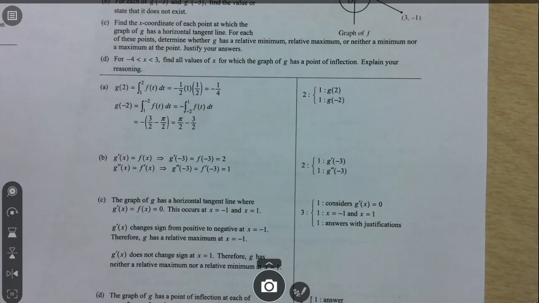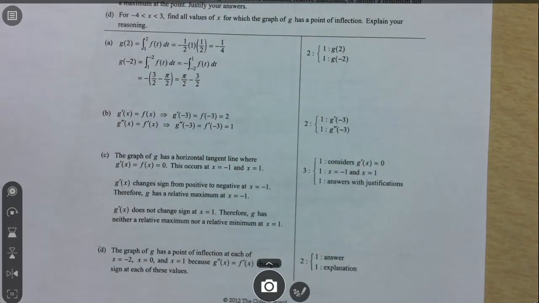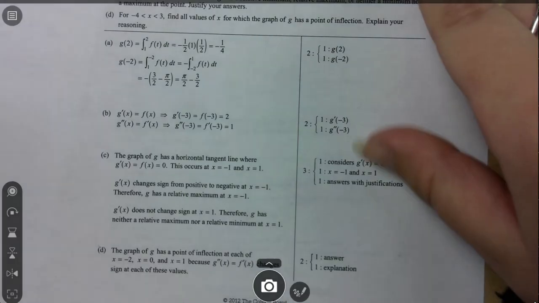Third one, find the x-coordinate of each point at which the graph of g has a horizontal tangent line. For each of these points, determine whether g has a relative min, relative max, or neither a min or max at the point, and justify your answer. So you need a statement for justifying. The graph of g has a horizontal tangent line where g prime of x equals f of x equals 0. This occurs at x equals -1.